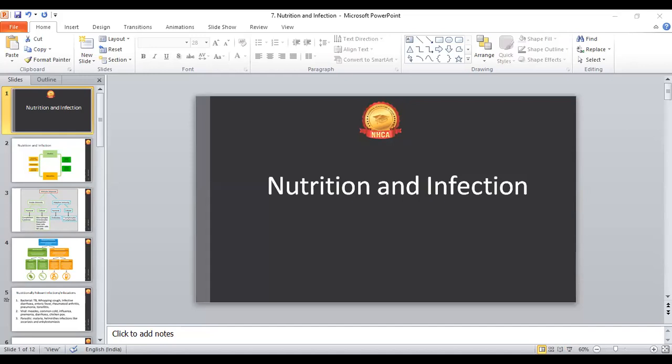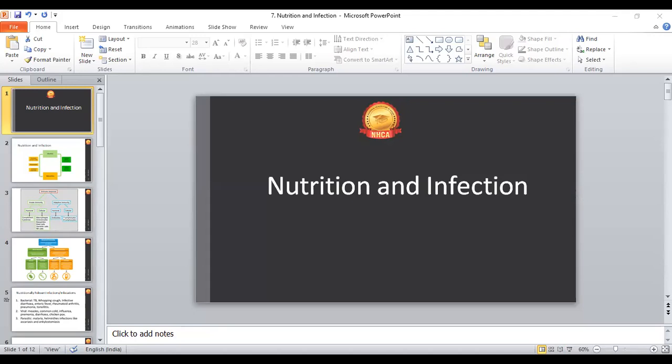So yeah, nutrition and infection, it's on page number 461. Nutrition and infection, for those who have the textbook. So malnutrition and infection, they are interrelated.